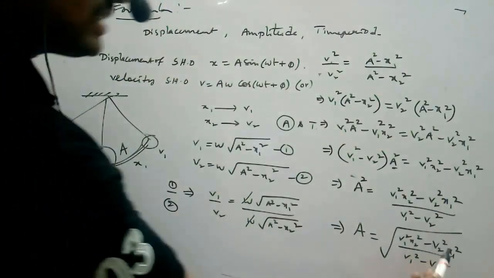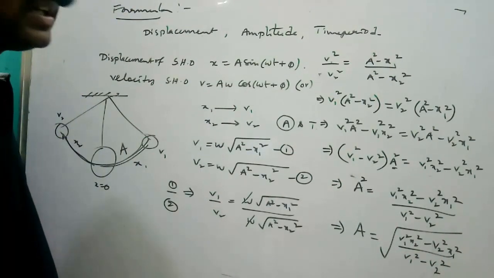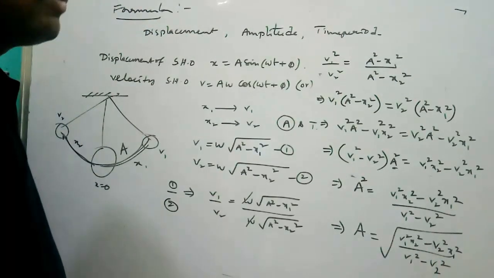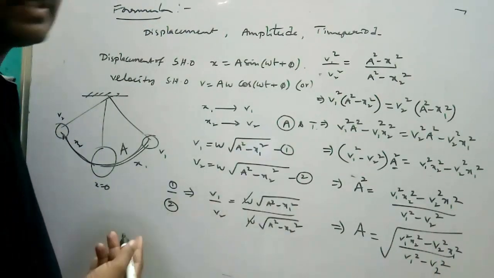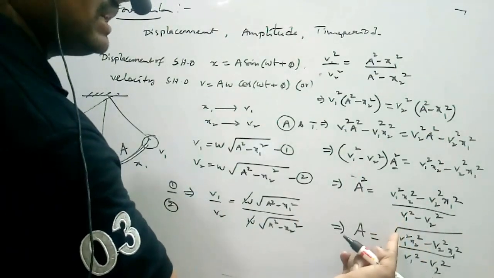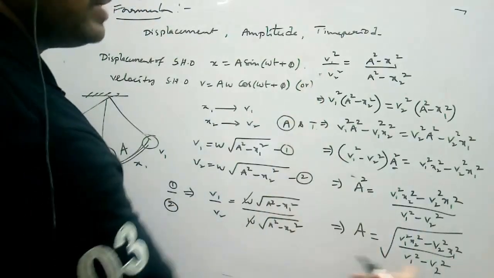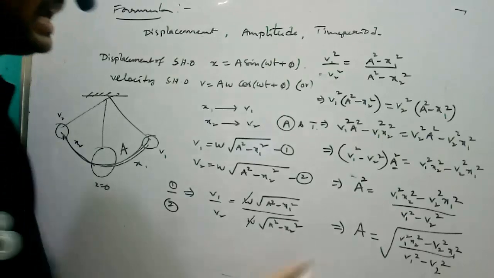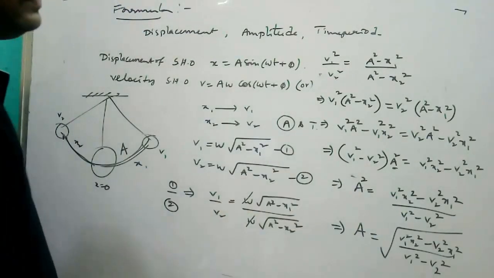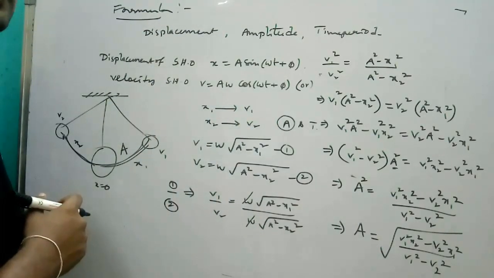Here x1 and x2 are displacements of this simple harmonic oscillator at that position, and v1 and v2 represent velocities of the simple harmonic oscillator. When we know x1, x2 and at those positions v1 and v2, we have to calculate the amplitude from this equation. Next, now we find out the time period of the oscillator when we know the same x1, x2, v1, v2 values.